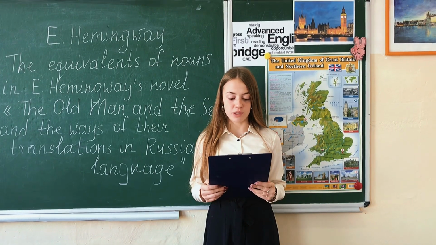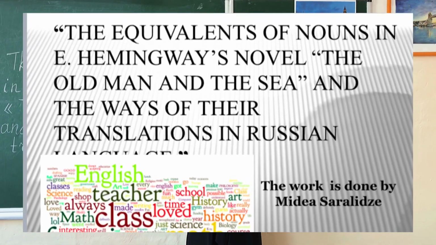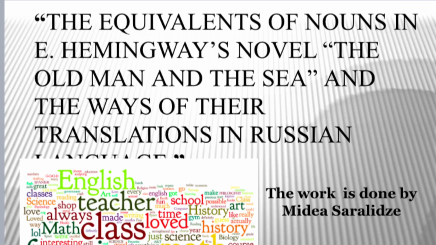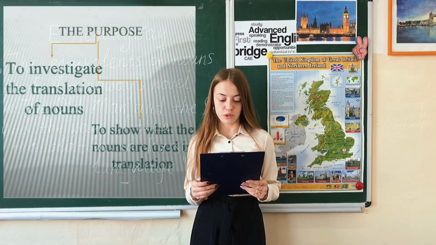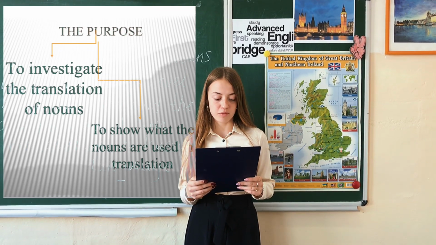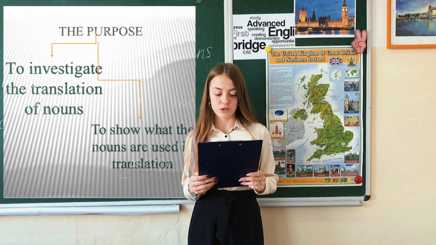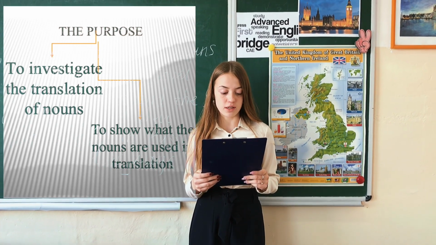I would like to present my research work, The Equivalence of Nouns in Ernest Hemingway's novel The Old Man and the Sea, and the ways of their translation in Russian language. The purpose of this work is to investigate the translation of nouns in the novel of Ernest Hemingway to show what structural models of the nouns are used by the translators in their translation.